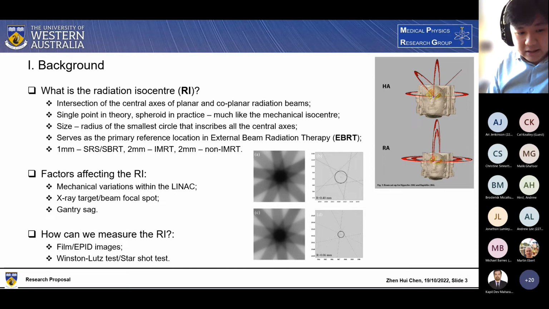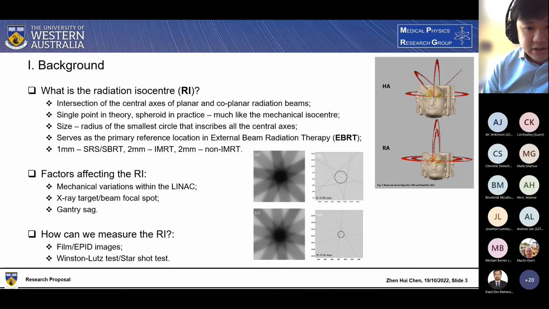There are two types of tests to draw the smallest circle: a Winston Lutz test and a starshot test. For my project, we will only be concerned with the starshot test. Again, the starshot test is shown in figures B and D, where you can see that the central axes kind of look like stars, and we're going to inscribe the smallest possible circle.